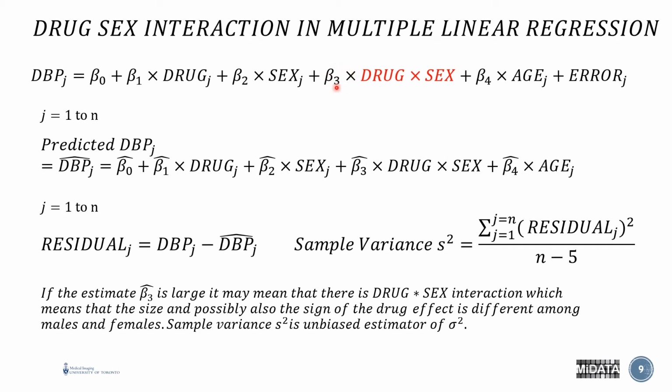In this case then, your predicted decrease in blood pressure is going to be equal to the intercept, drug, sex, the interaction of drug and sex, and age. So then, of course, we now have 1, 2, 3, 4, 5 parameter estimates. So in our sample variance, we're going to divide by n minus 5.